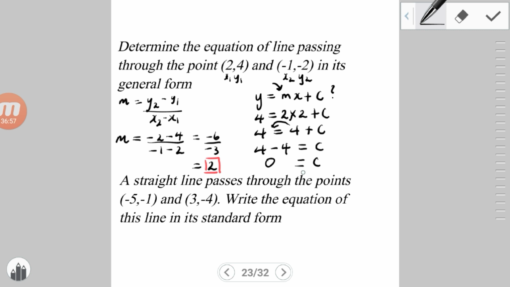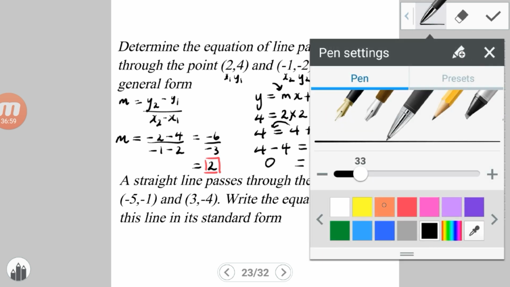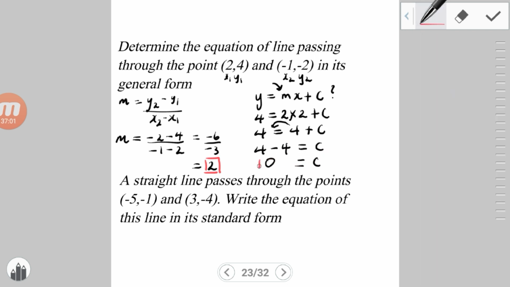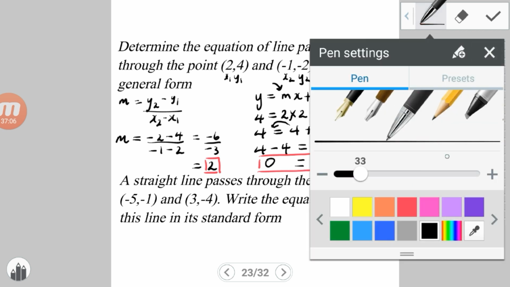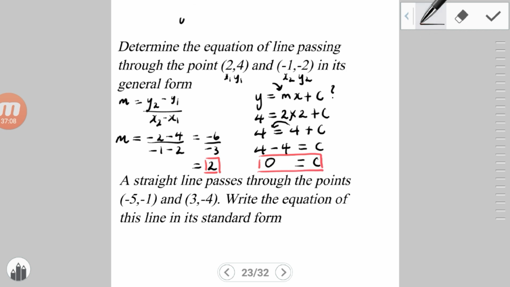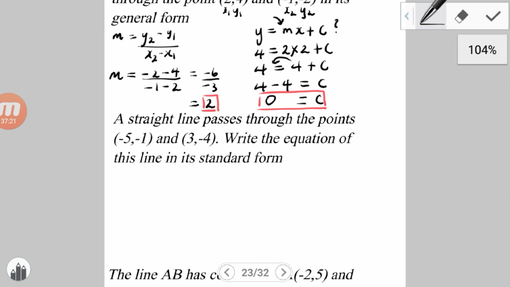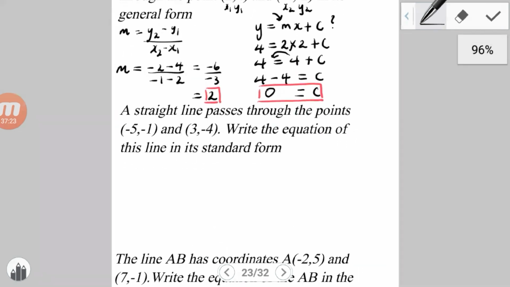Okay? So now that we have the c value here, which is 0, the equation of this particular line, in conclusion, is that y is equal to 2x plus 0. We don't need to write that 0, but okay, y equals mx plus c. Alright, so hopefully that is clear on your side. Let's have a look at another example.